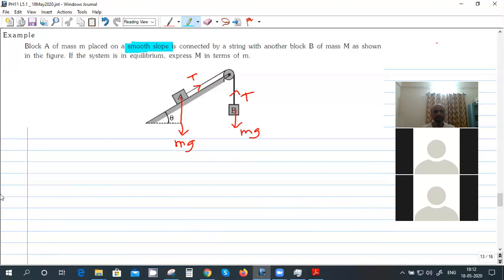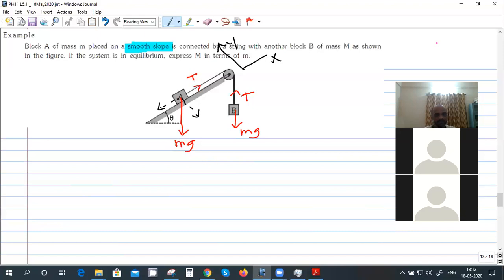Okay. Suppose you consider this as x-axis, and this is y. On this block A, this mg can be split into two components, right? One is this one, the other one is this one, and tension is along x. So on A there is one force acting downwards, and there should be some force which is compensating, right? It's not moving. Getting the idea?